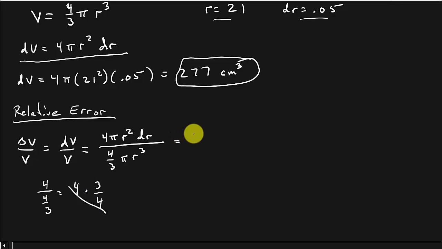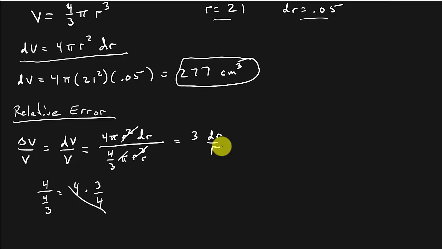Those cancel, so we're left with a 3 up here. The pi's cancel out, and I'm left with r down here. So that's dr over r. So the relative error in the volume is about 3 times the relative error in the radius. Here's your relative error in the volume, here's your relative error in the radius, and you can see the relative error in the volume is 3 times your relative error in the radius.